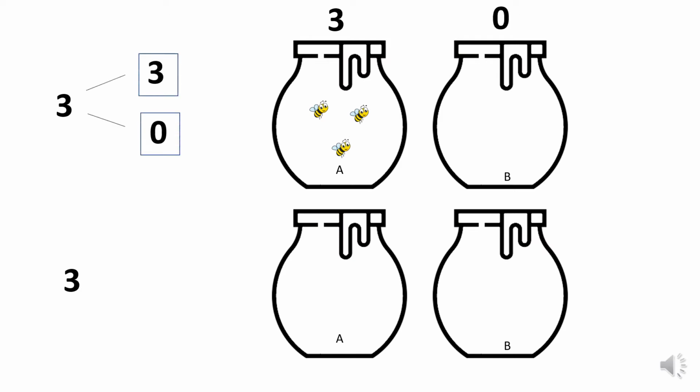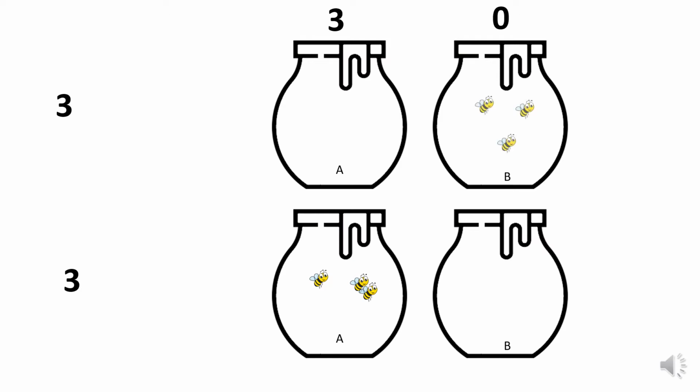This can be shown in the diagram. Or you could put 2 bees in pot A and 1 bee in pot B. This means you can split up the number 3 into 2 and 1. You could also switch the bees around. So you could put all the 3 bees from pot A into pot B, but the number 3 will still be split into 3 and 0. In the same way, you could put 2 bees from pot A into pot B and leave 1 bee in pot A. Either way, the number 3 is split into 2 and 1.